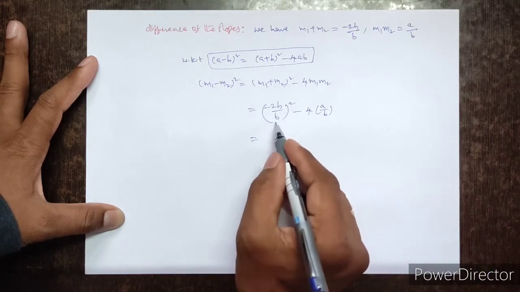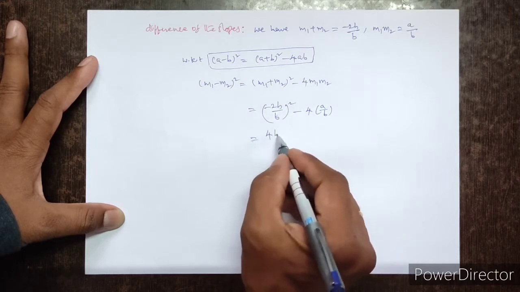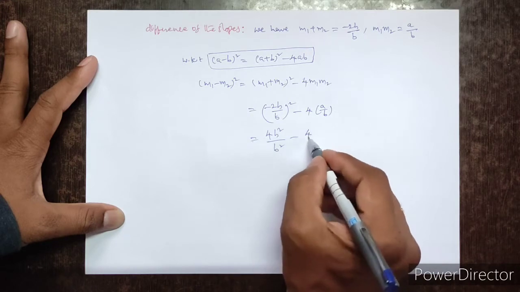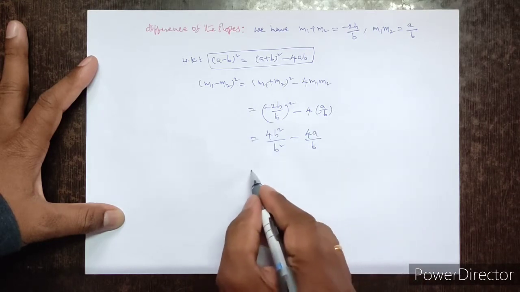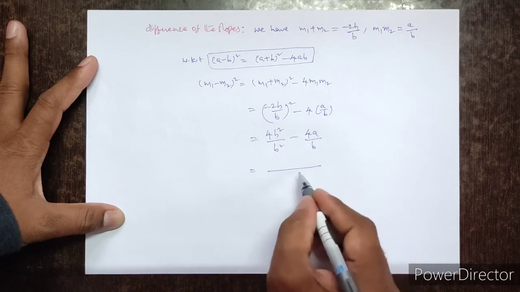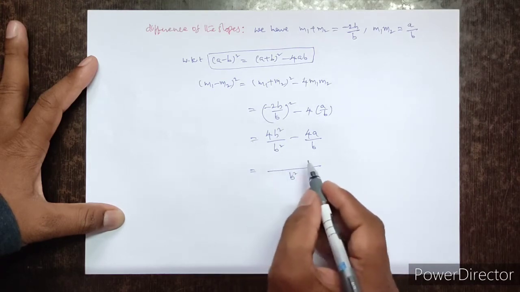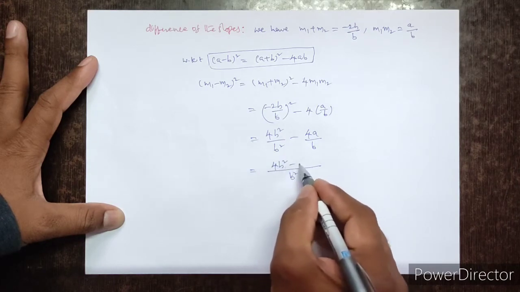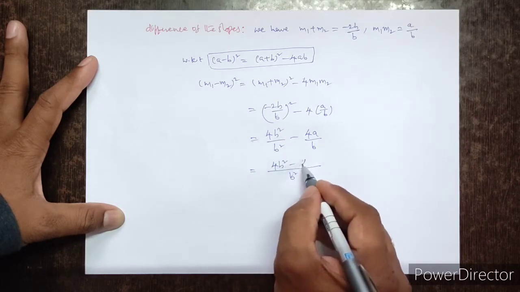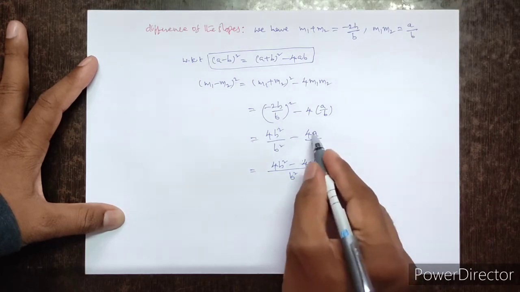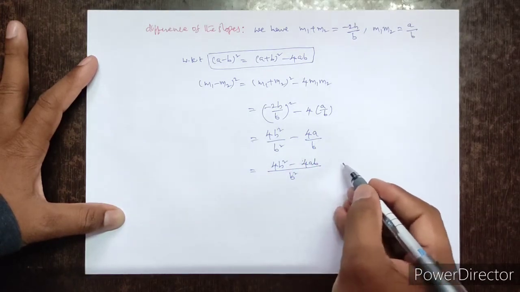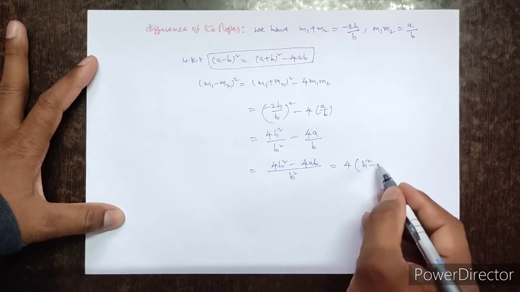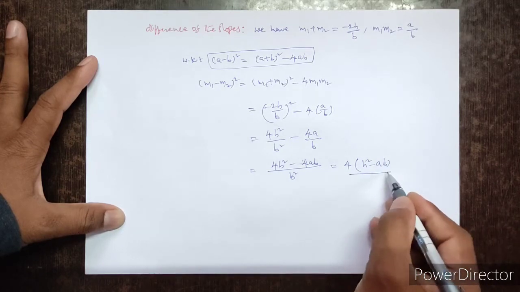So minus 2h by b whole square is nothing but 4h square by b square, minus this is 4a by b. So what is the LCM? Here the LCM is b square. So here 4h square minus 4ab, so take 4 common, this is 4 times h square minus ab by b square.